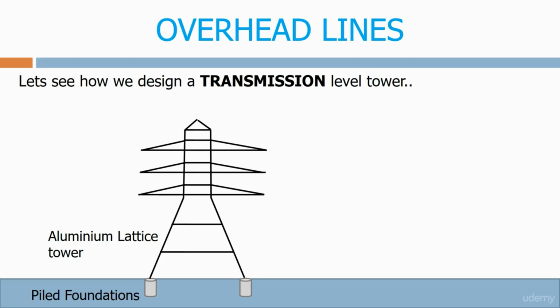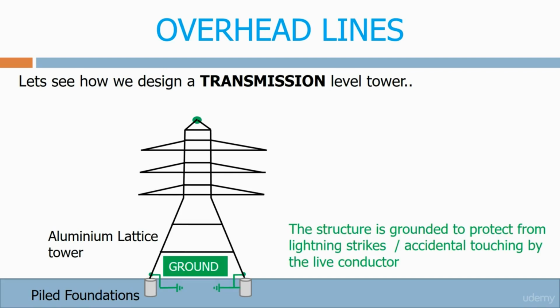The tower has to be designed to deal with all the loads imposed on it. This includes the environmental factors, snow, ice and wind, and also the weight of the conductors and the tensional loads imposed by the conductors. The structure is grounded to protect from lightning strikes or accidental touching by the live conductor.